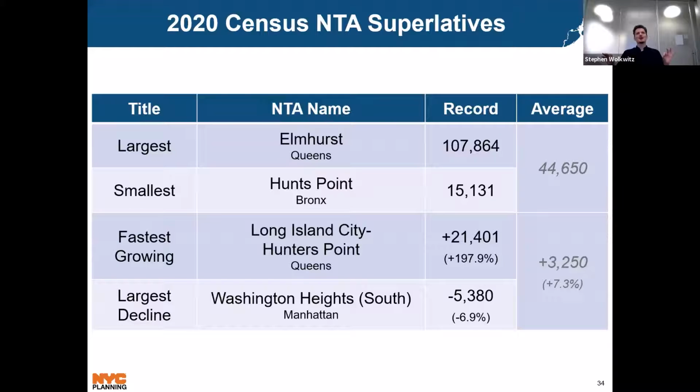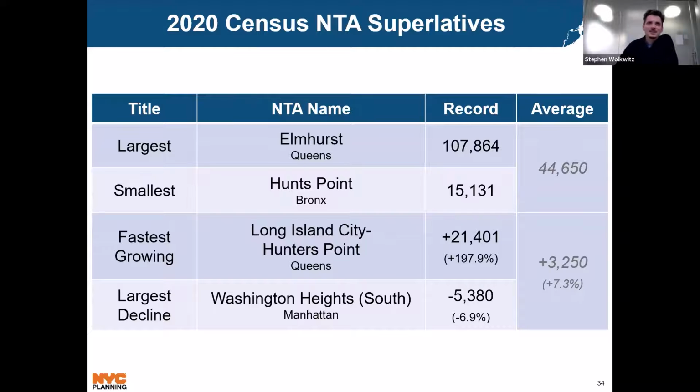Now I'm going to go on with some superlatives that I can talk about. Following the results of the 2020 census now, we know a little bit more about our new NTAs here. The largest NTA as far as population size is Elmhurst in Queens, which has nearly 108,000 people. That's more than twice the average NTA size. So the average NTA size is 44,650. Remember I said it was around 45,000 earlier.